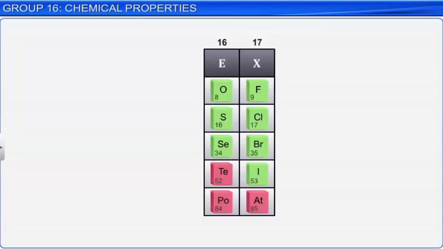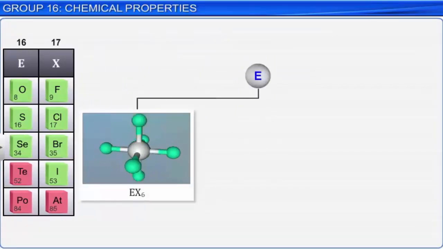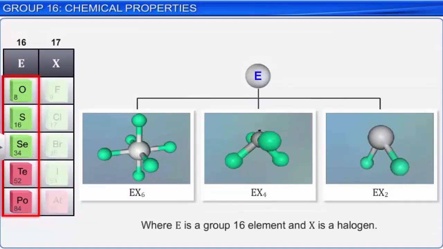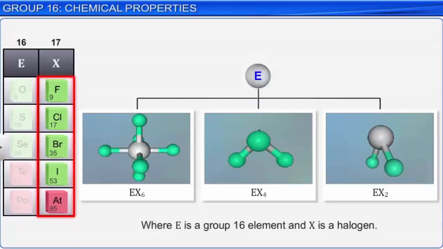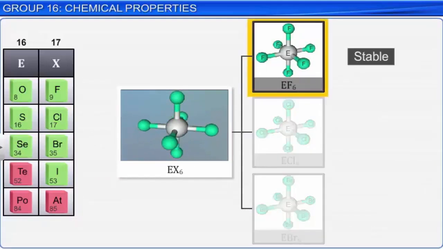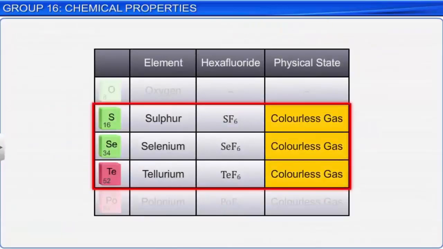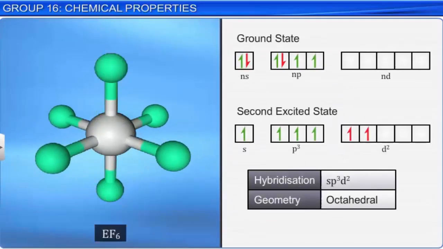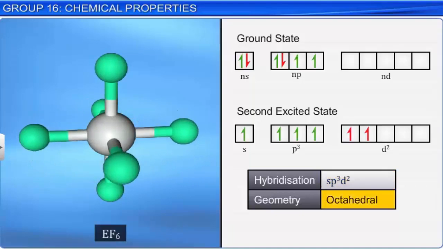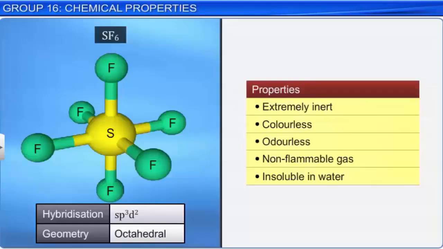Group 16 elements form a large number of halides of the type EX6, EX4, and EX2, where E is a group 16 element and X is a halogen. Among hexahalides, only hexafluorides are stable. They are all colorless gases. They undergo sp3d2 hybridization and hence have octahedral geometry. Sulfur hexafluoride is an extremely inert, colorless, odorless, and non-flammable gas and is insoluble in water.